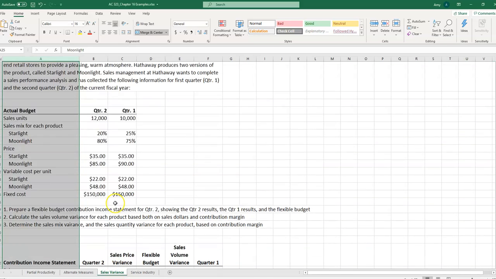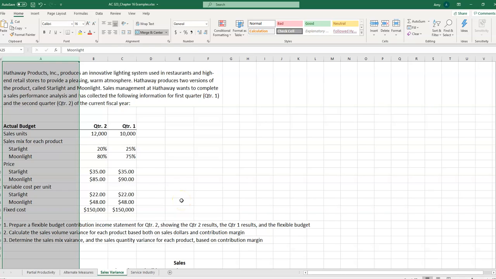In this example, we're going to look at the sales volume variance and how we can break that down more, looking at sales mix variances and sales quantity variances. So we're going to look at the Q2 results and the Q1 results, and then a flexible budget for this information here about these two products, Starlight and Moonlight.